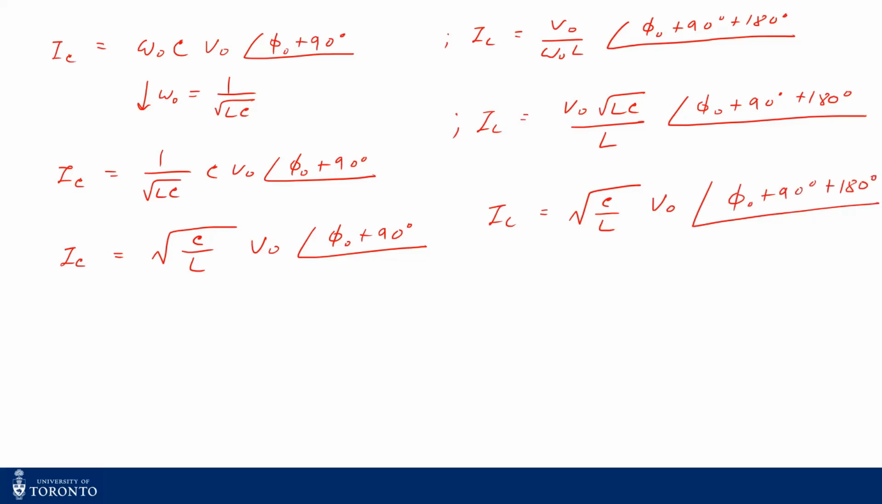So you also see that for IL, the amplitude is the same as IC, so they are equal. That's the first condition that they're asking you to prove, and the second condition is that the phases are 180 degrees apart. So you see also the phases are 180 degrees apart.